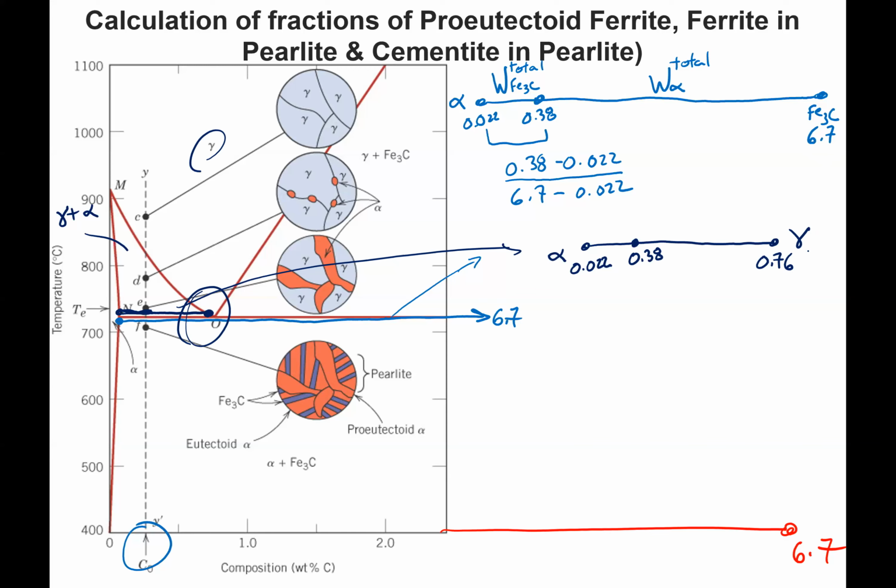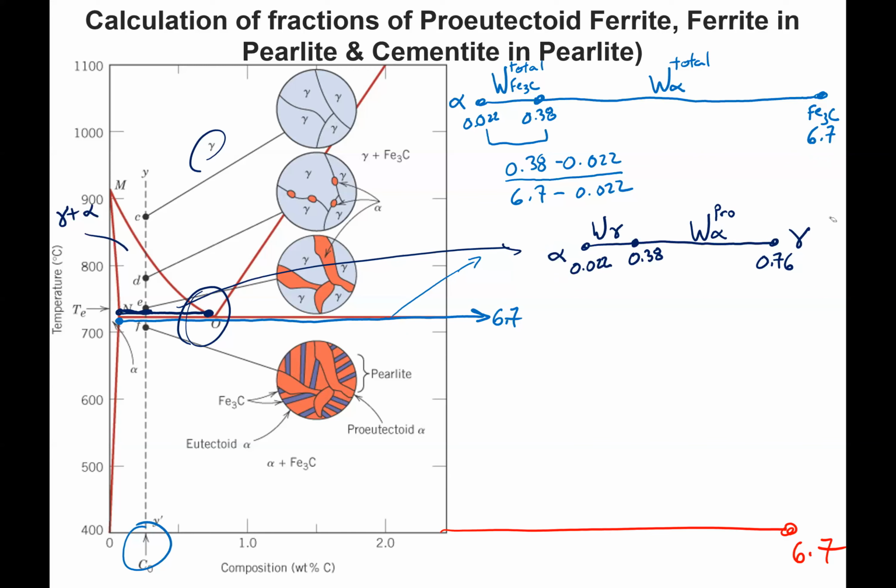Right. So now again, we'll do the inverse lever rule. Alpha is over on the left, so this piece here is alpha. We'll remind ourselves that instead of calling it primary alpha like in the eutectic, it's now referred to as pro-eutectoid alpha. And then gamma is over on the right, so this piece here is gamma.